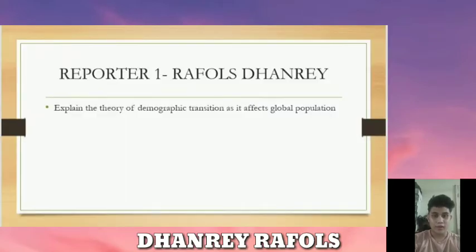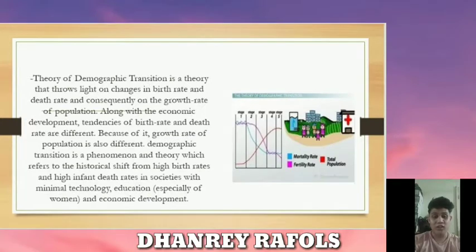I am Danu Raffles, and I'm here to explain the theory of demographic transition as it affects global population. A theory of demographic transition is a theory that throws light on changes in birth rate and death rate, and consequently on the growth rate of population. Along with the economic development, tendencies of birth rate and death rate are different. Why? Because of it, growth rate of population is also different.